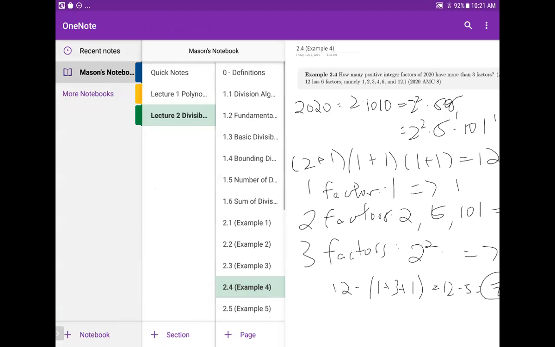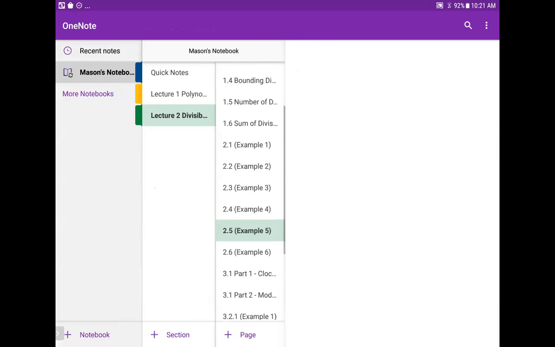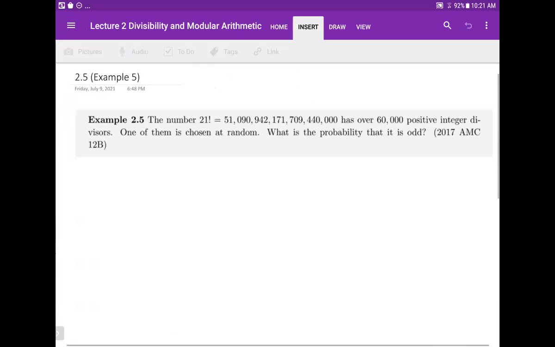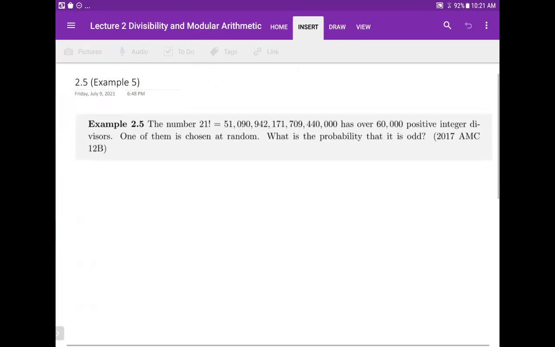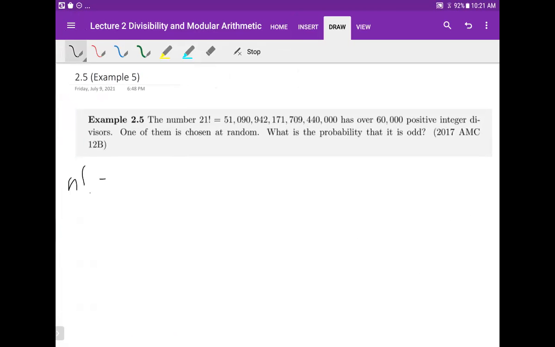Okay, let's do 2 more examples for this section. All right, so we have the number 21 factorial. If you don't know what a factorial is, we know n factorial is equal to n times n minus 1 times all the way to 1, right? This is defined for non-negative integers. One interesting property is 0 factorial equals 1, but that's not necessary to know for this problem specifically.